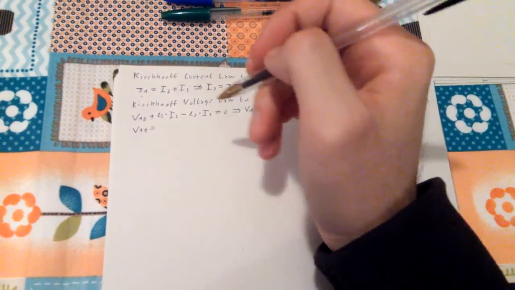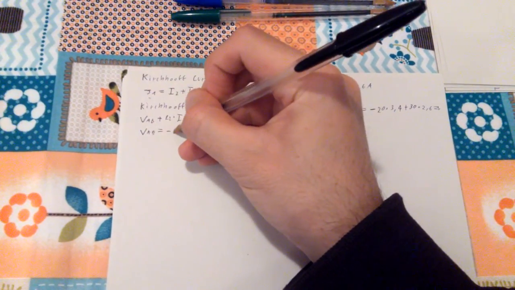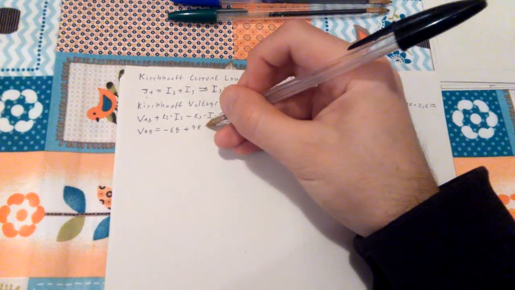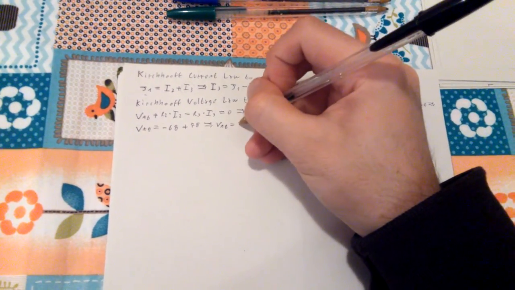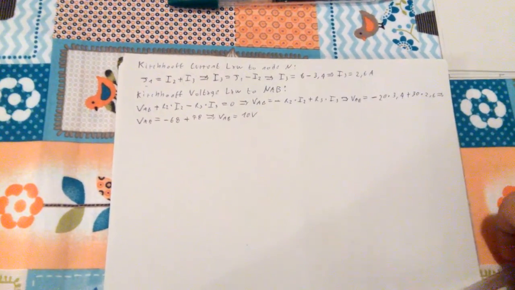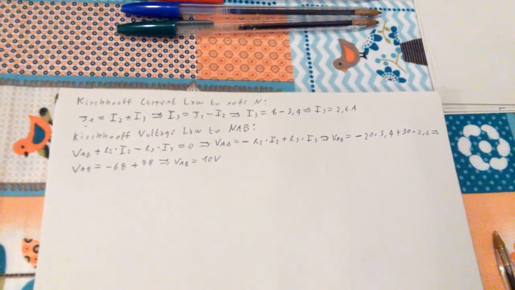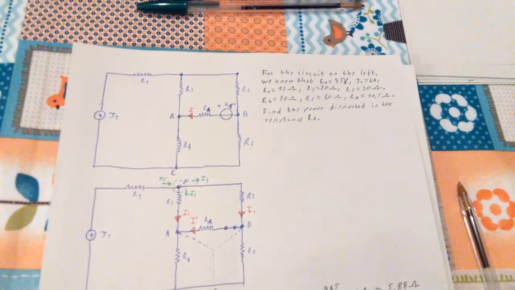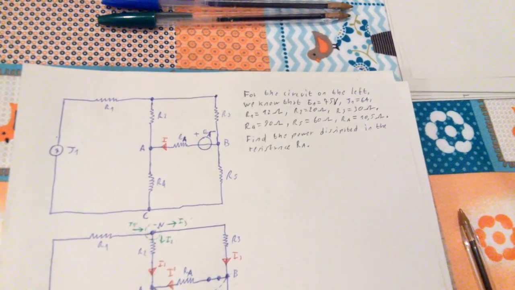So VAB is going to be negative 68 plus 78. So VAB is just 10 volts. Now we also have VAB. The problem was asking us to find the power dissipated by resistance R1.